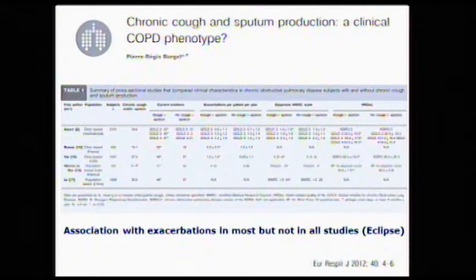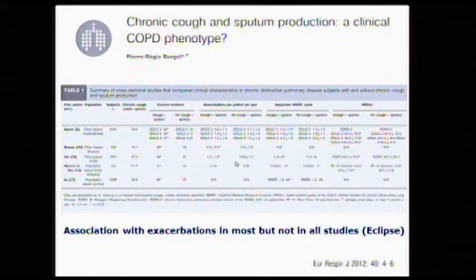So it's really associated with current smoking. And then you have exacerbations. So we reported that there were two times more exacerbations, including severe exacerbations leading to hospitalization, in COPD patients reporting chronic cough and sputum production, and this was replicated by the COPD gene, and now it has also been replicated by a Belgian study.